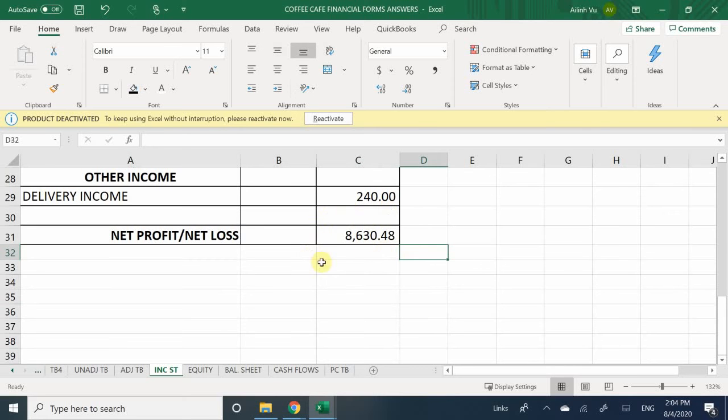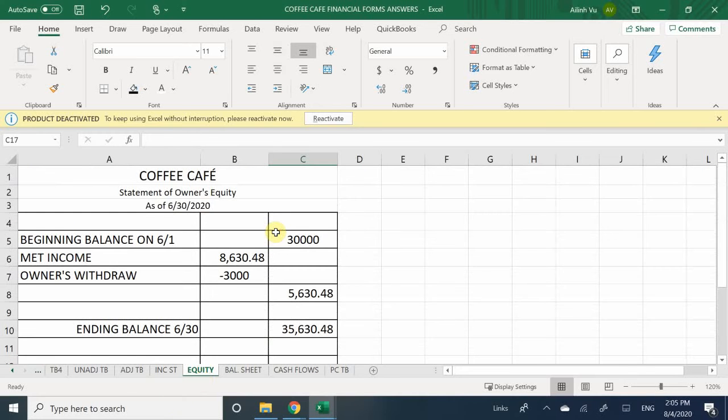Now, this number is going to come into play, especially once we solve for every single financial statement. This is going to be very, very prevalent. This number is your key to making sure that everything that you've done so far was accurate. By this number right here, this net income right here, we know that we had a total of $8,000 in profit. And then we can go ahead and move on to the next sheet.